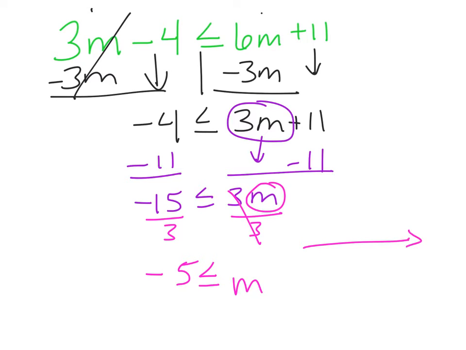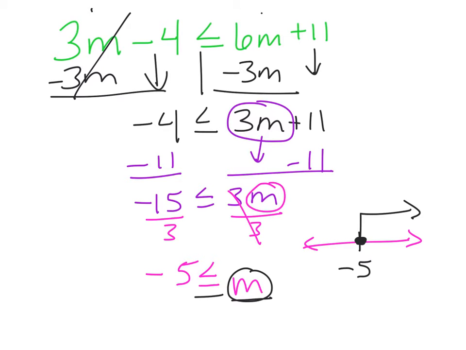Alright, so on a number line, you simply put your number, -5, and m is greater than. So that means any of these numbers can be greater than or equal to -5. So it's solid. Solid. And we're going to go to the right because it's any number. Now you can double check this.